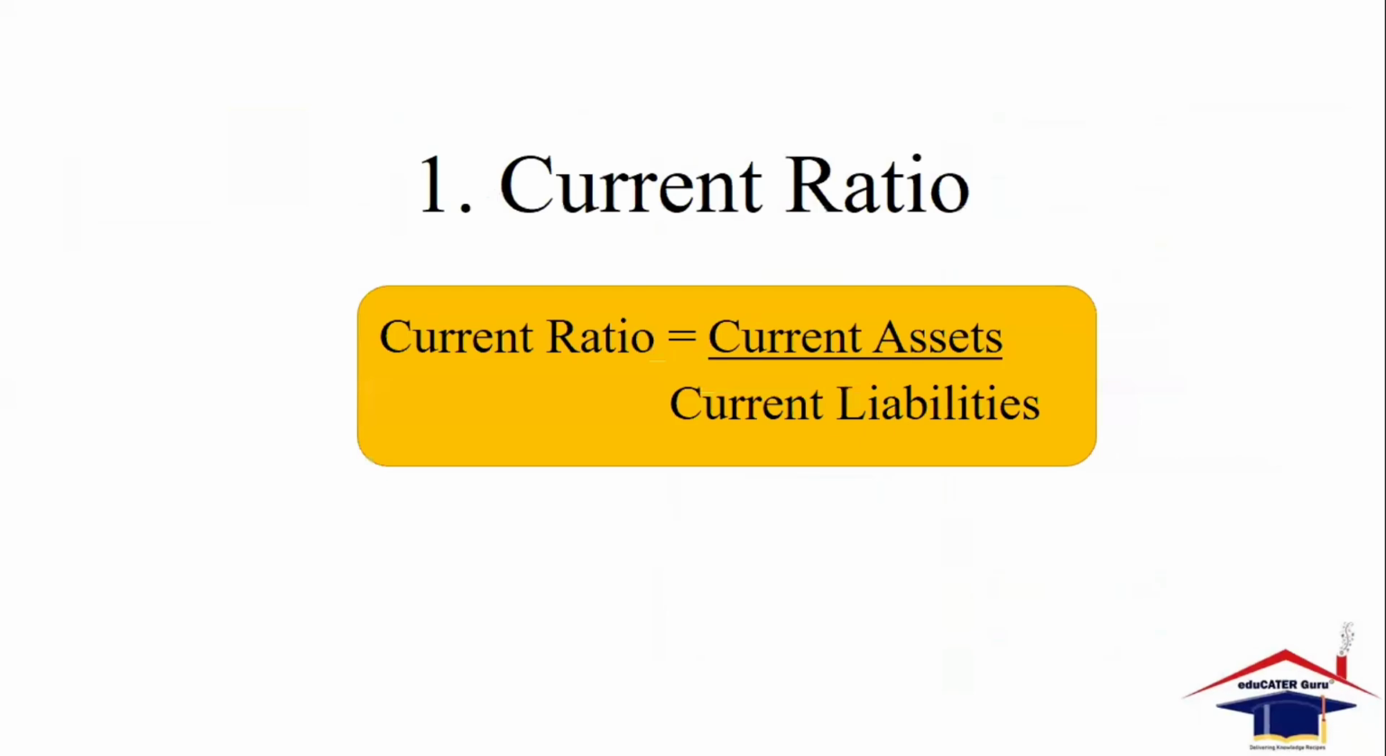Now, first one is current ratio. The formula says current assets divided by current liabilities gives us the current ratio. But what is to be considered under current assets and current liabilities, that we need to understand. If you get that clear, then it is very easy for you to calculate current ratio.